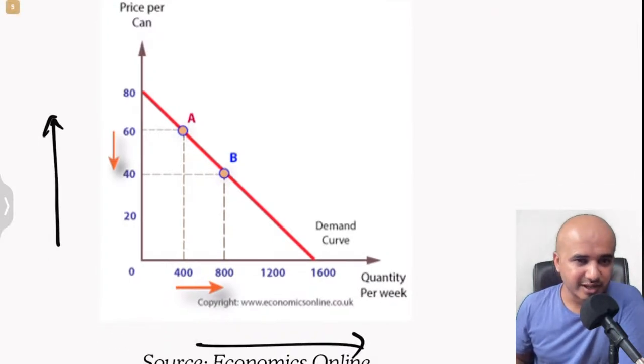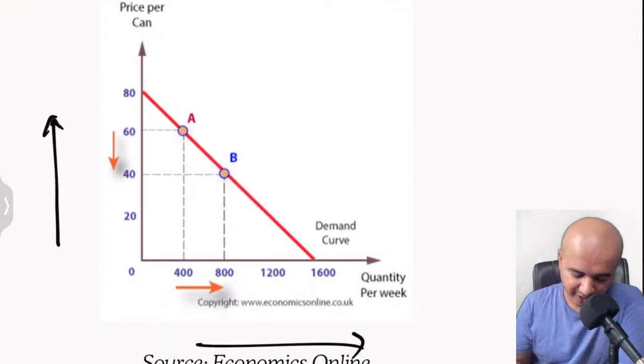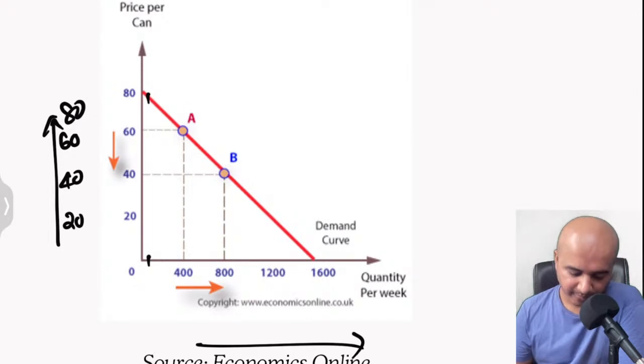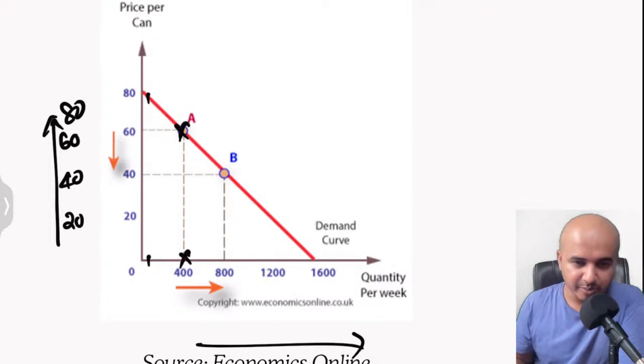So let us see what exactly is happening. As the price is rising from 20 to 40 to 60 to 80, the demand for the product is coming down. If you look at this, at level 80, the demand is very less, isn't it? But if the price comes down to, let's say, 60, in that case there is some demand, that is 400 units.